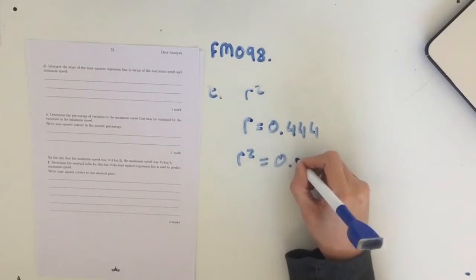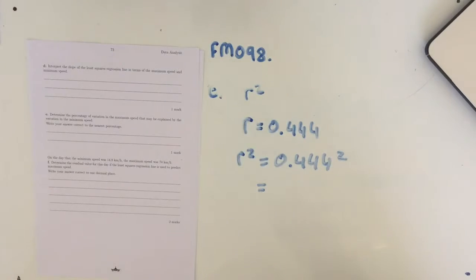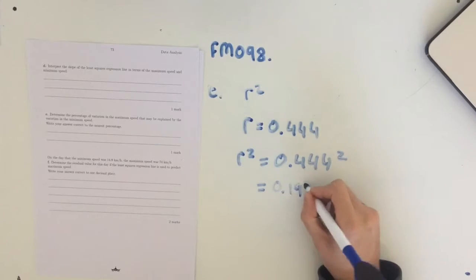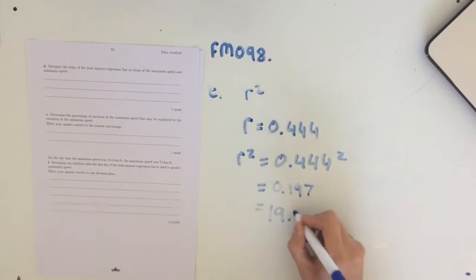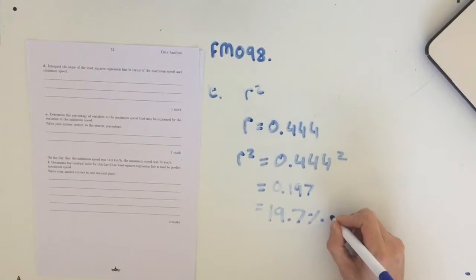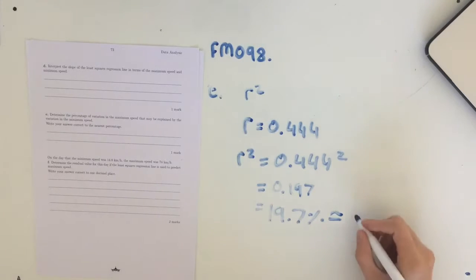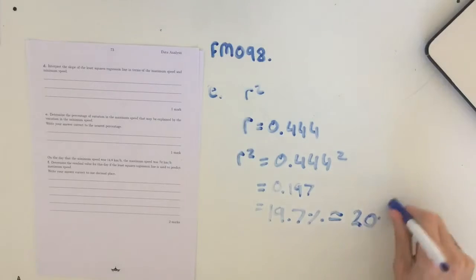So R squared is equal to 0.444 squared, which when you whack that into a calculator, it's going to give you an answer along the lines of 0.197, which of course would come out to a percentage of 19.7%. However, they want an answer correct to the nearest percentage. So we need to round up to 20%. So 20% of the variation in the maximum speed can be explained by the variation in the minimum speed.